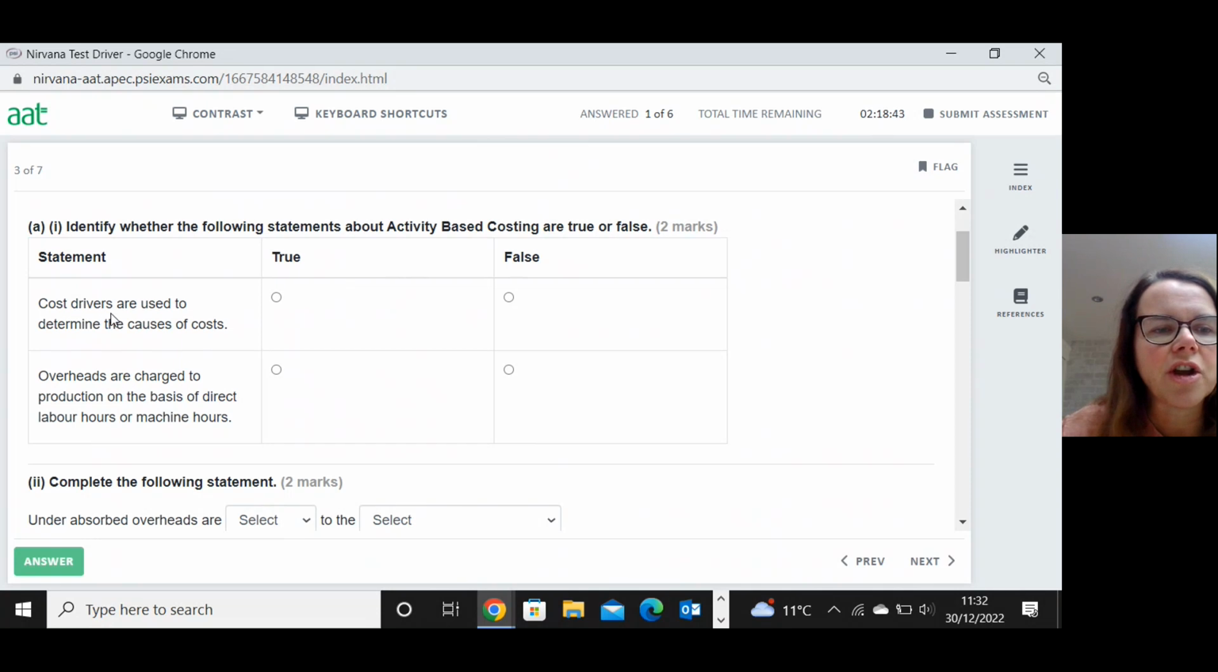Cost drivers are used to determine the causes of costs. Yes, cost drivers and cost pools are key terminology with activity-based costing, and that's absolutely true. Overheads are charged to production on the basis of direct labour hours or machine hours. No, that is not true, because that is describing absorption costing, not activity-based costing.